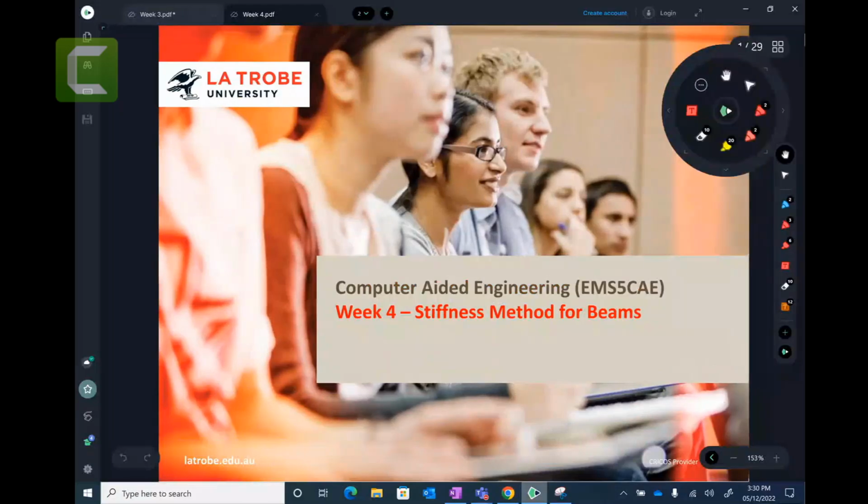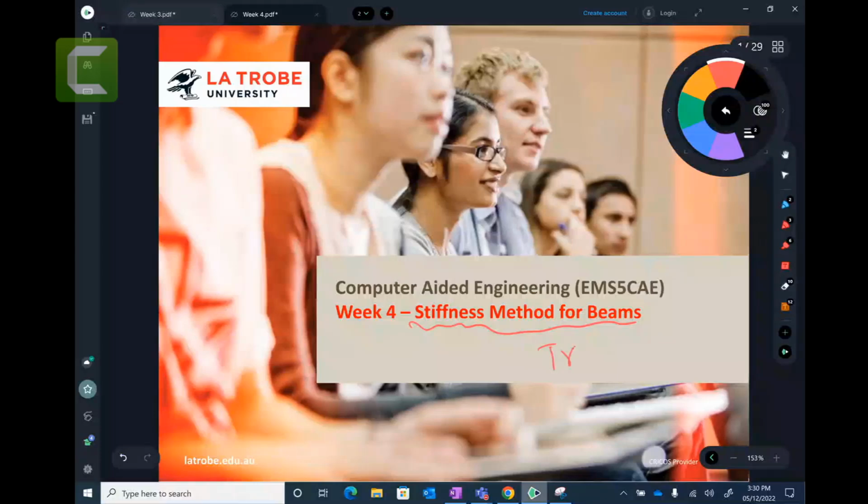Stiffness methods for the beams. I think we finished the topic on the truss, the stiffness method for truss. Now students are in a position to complete question 1 on assignment 1. You can complete question 1 on assignment 1.